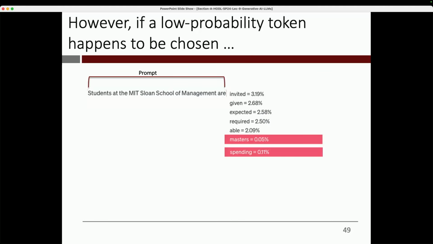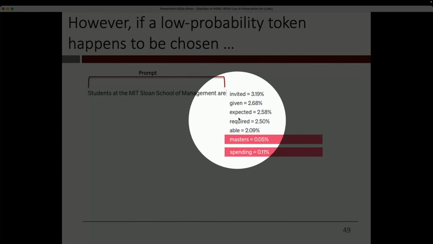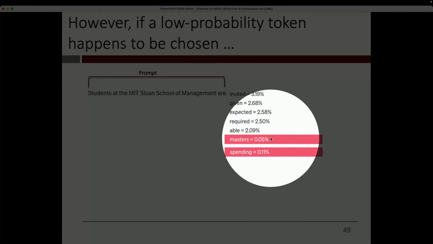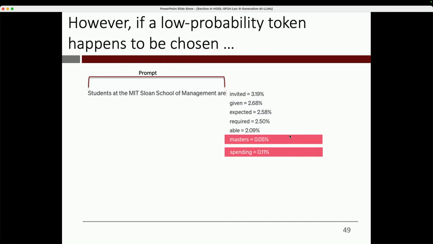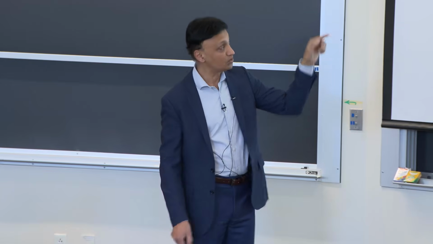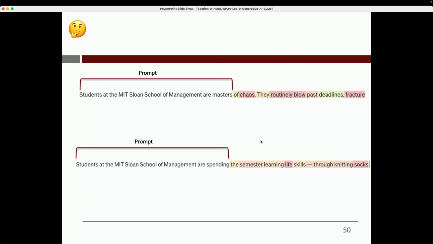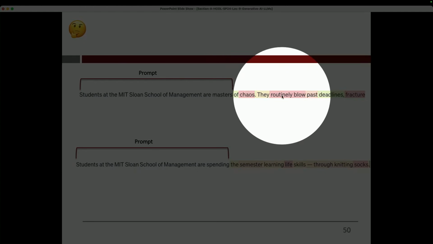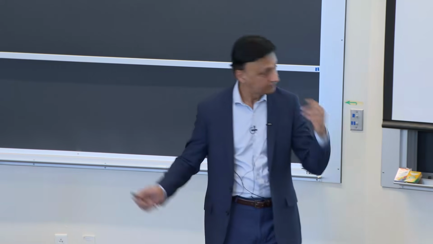I noticed that the words masters and spending had much lower probability than these top 5 words. I just mucked around till I found these. This one is only 0.05%, this is 0.11%, so these are clearly in the tail. They're not the most likely. So I said, what's going to happen if I force it to use masters, and then force it to use spending? This is what you get. Students at MIT School of Management are masters of chaos. They routinely blow past deadlines, fracture, and then I couldn't take it anymore, I stopped it.